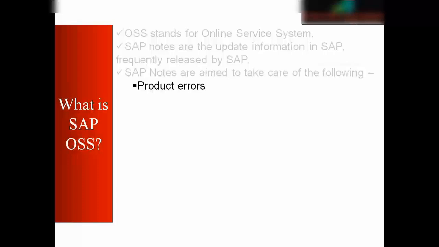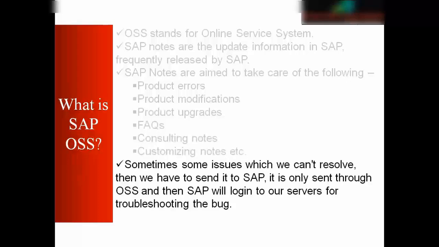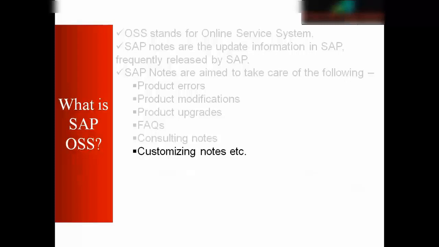You can see product error. If there's any error in the product, any bug in the system, you will have a note how to fix it. Product modification, if there's any modification, product upgrade, frequently asked questions, consulting notes, customizing notes. So these are the things you can see here in the notes section of the SAP portal. Basically there can be some bugs in the system, or there can be some issue with the standard customizing, and they will provide you some solution.